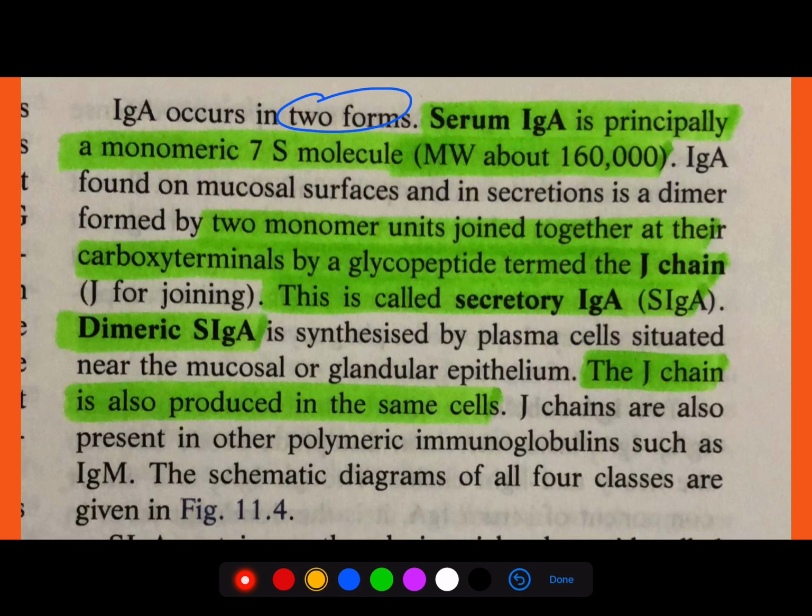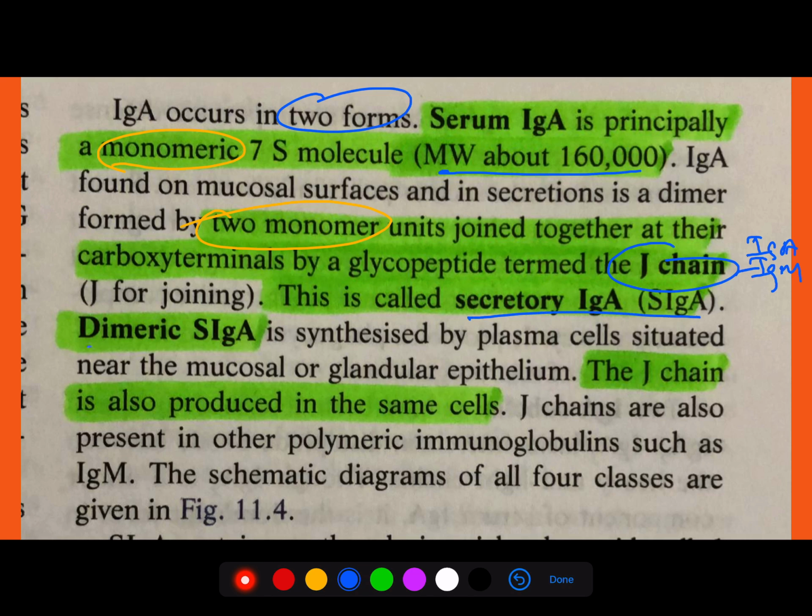The serum form is principally a monomer, whereas your secretory form is a dimer. It has two monomers. You can make a note that IgA, which is found on the mucosal surface, is secreted as a dimer which is held together by J chain. This J chain is also present in IgM. IgA and IgM. This is called secretory IgA.